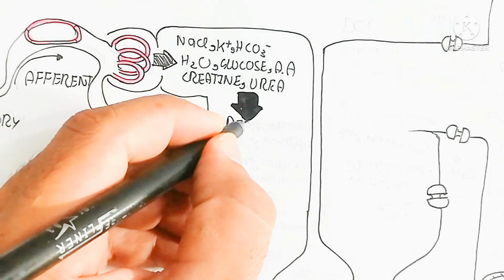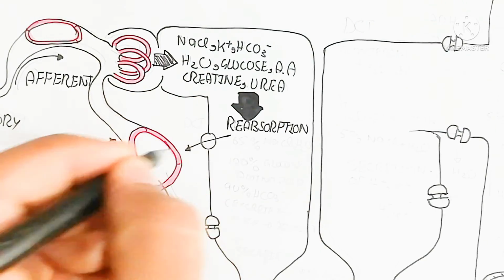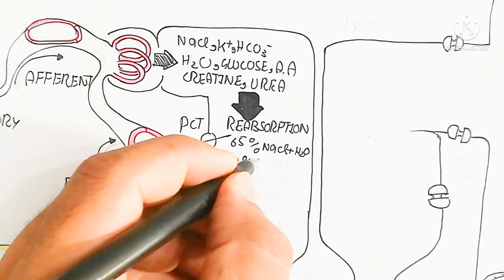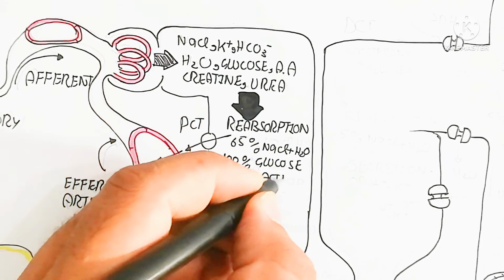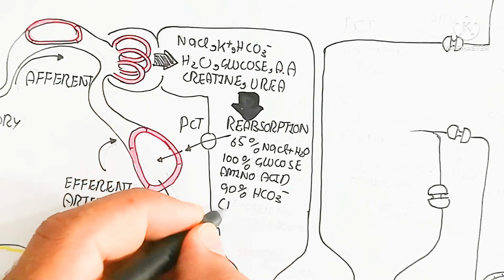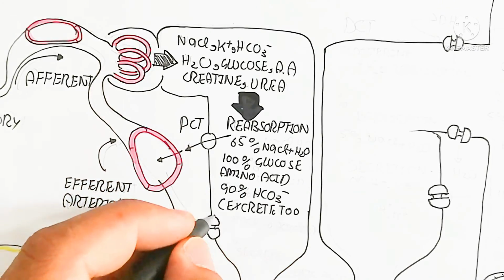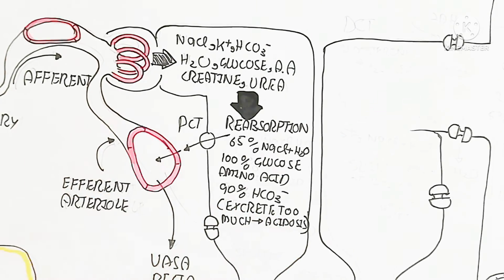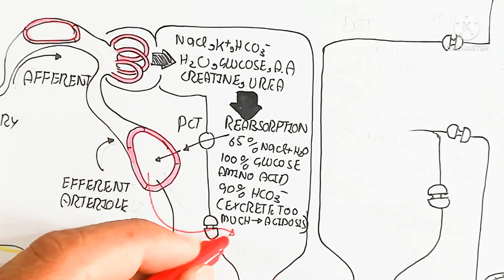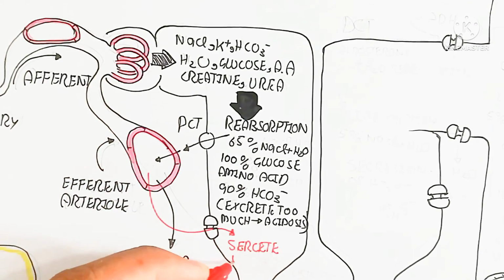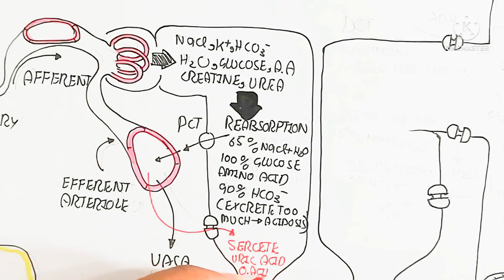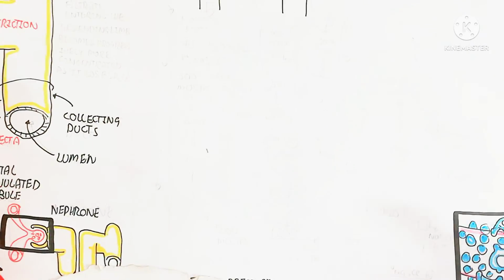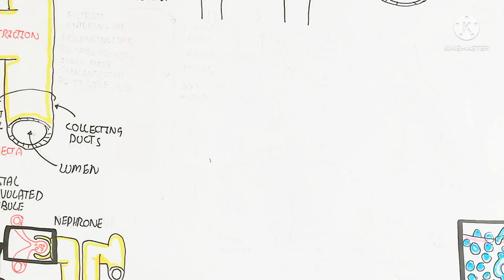On the other hand, this is the proximal convoluted tubule, and reabsorption occurs there: 65% of sodium chloride and water, and 100% of glucose in a non-diabetic person, so glucosuria will not occur. Amino acids and 90% of hydrogen bicarbonate will be reabsorbed, because excreting too much would lead to acidosis. Secretion from the efferent arteriole toward the nephron can include uric acid and organic acids.